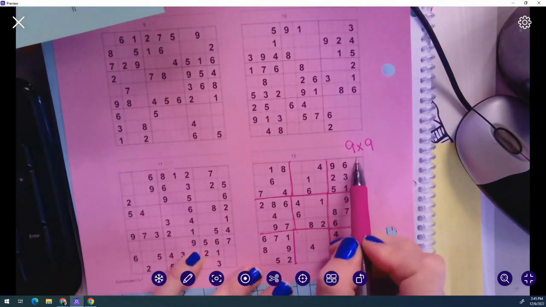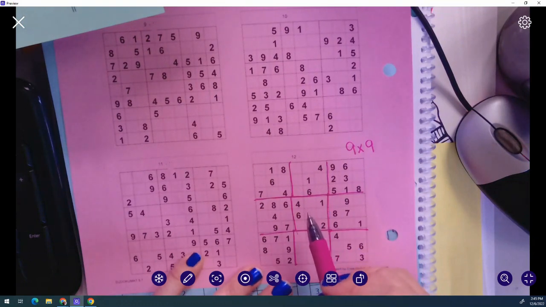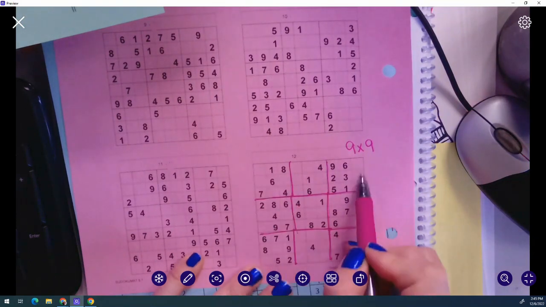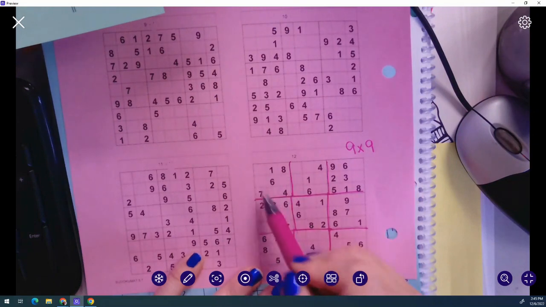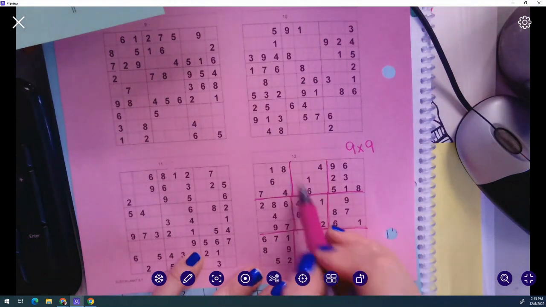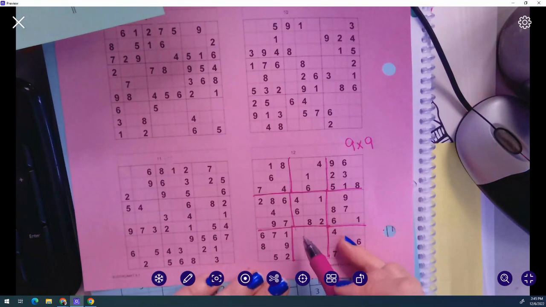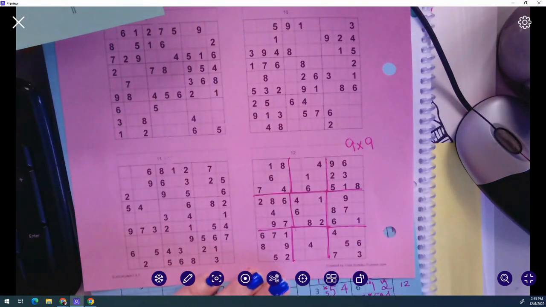So a 9x9 means that you are using the digits 1, 2, 3, 4, 5, 6, 7, 8, and 9 in each row, each column, and each of these boxes. Sometimes they're rectangular, like in a 6x6, but in a 9x9, they are squares. I had to draw the lines in because when these copied, they didn't have the gray shaded areas.